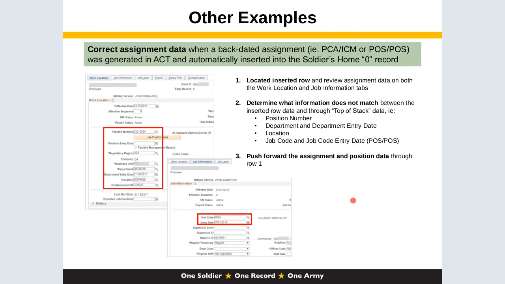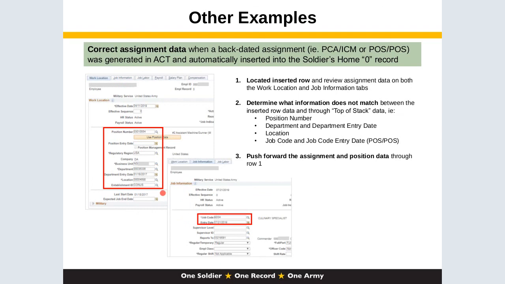Go back into job data and then start looking for fields that are mismatched. The fields that tend to be incorrect when you're dealing with an inserted assignment row are going to be located on your work location and job information tabs. So here are some screenshots of the type of fields that are editable for the work location tab and the job information tab.